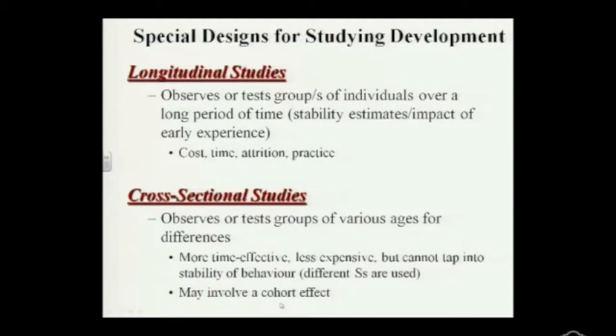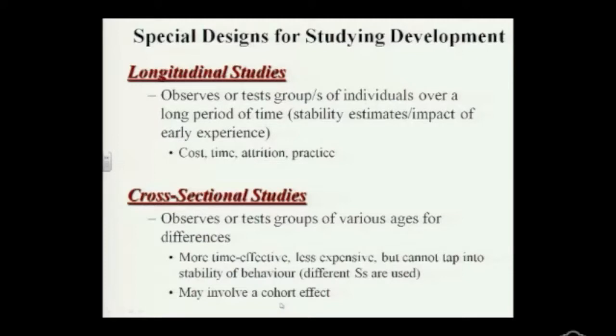So we have a problem here. And in the cross-sectional design, you can't look at stability estimates because it's 2 different people. So you can't tell at time 1 and time 2 if there's a consistency of a behavior when it's not the same person, right? So that's a problem as well.